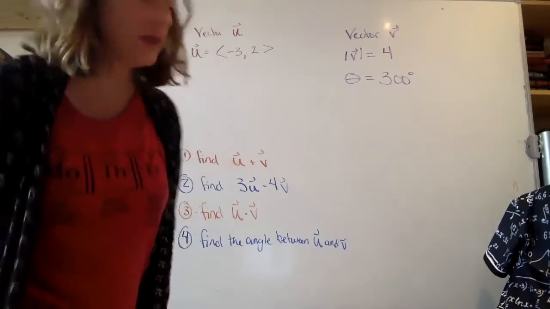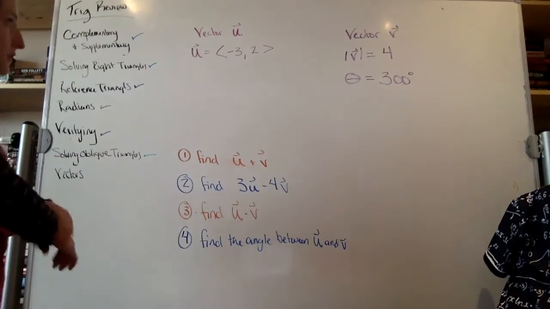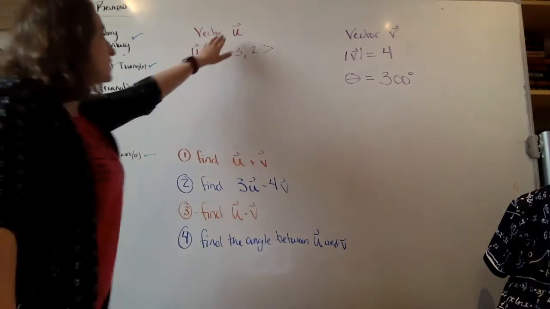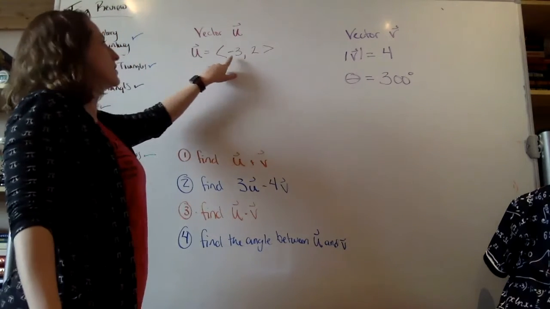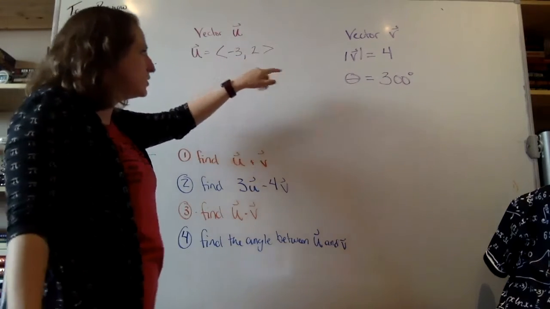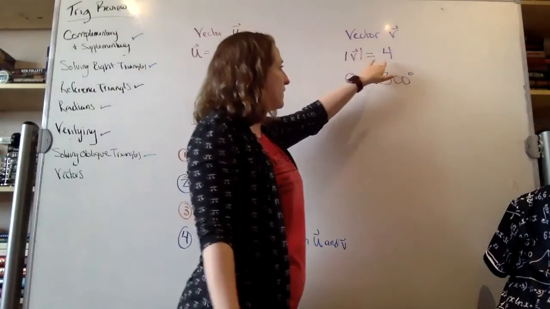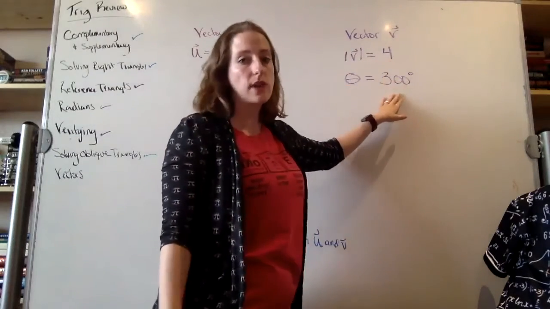All right, so last video, we're going to do a quick review of vectors. So I have two vectors, vector u, which I've defined by its components, -3, 2. So that means horizontal -3, vertical 2. And I have vector v, which I've defined by its magnitude and its direction angle.